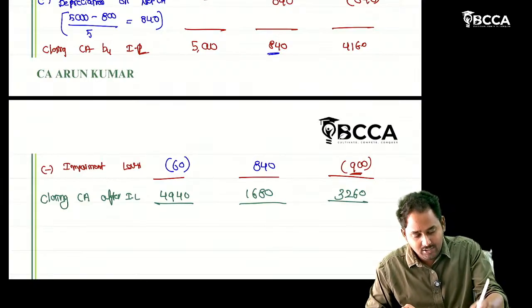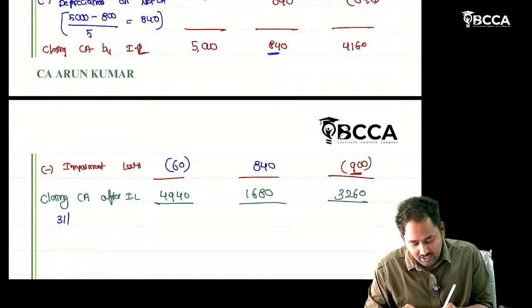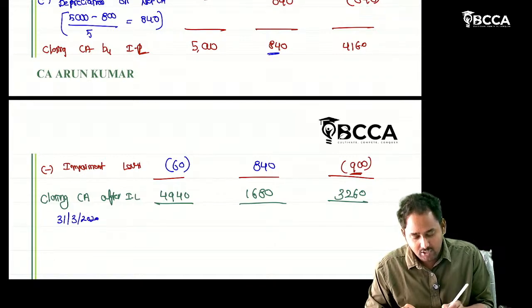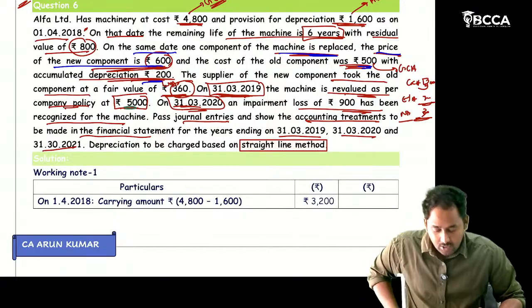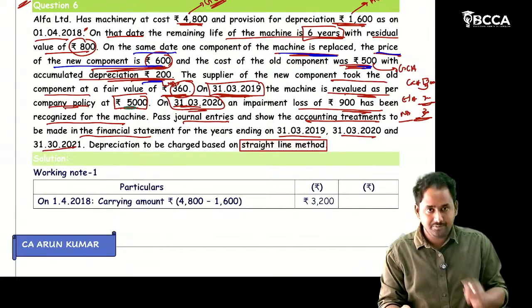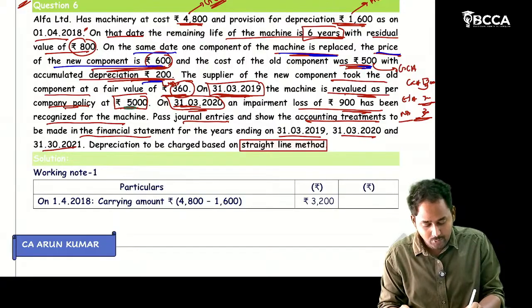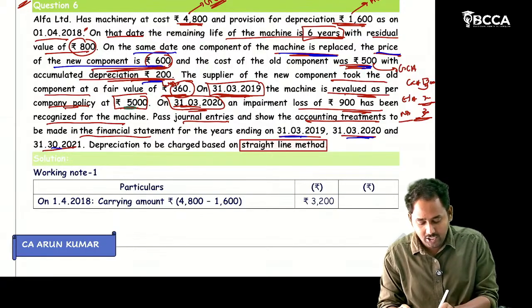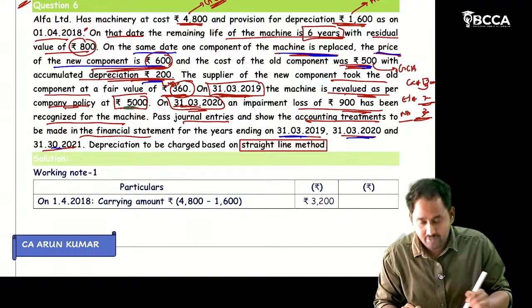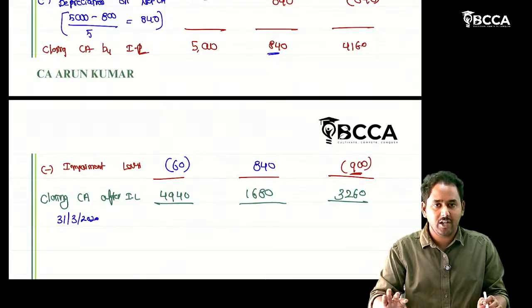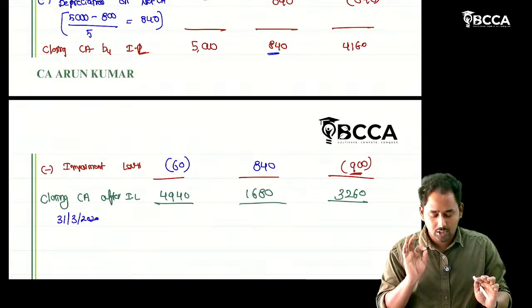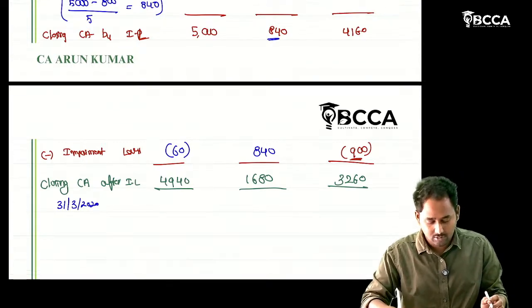Tell me the date please. 31st 3 2020. So now what is the question I asked? I asked about what is the carrying amount on 31st 3 2021. I need to provide for 21 also. But with respect to 21 there is no revaluation or impairment loss. So I should provide the depreciation.